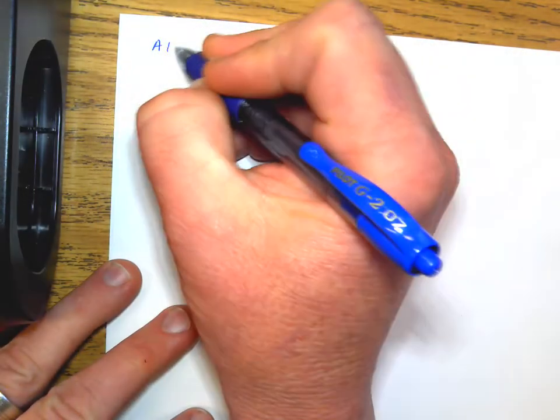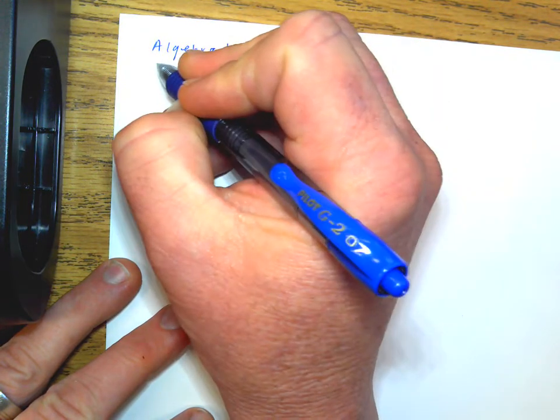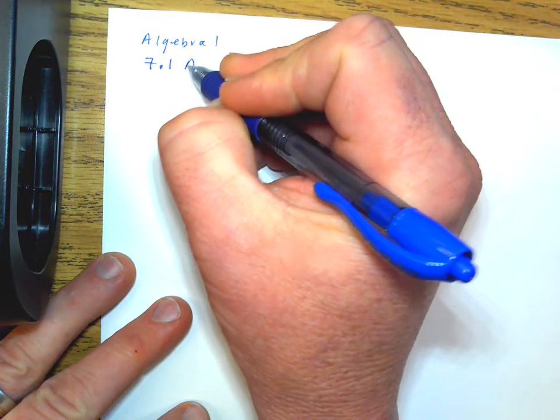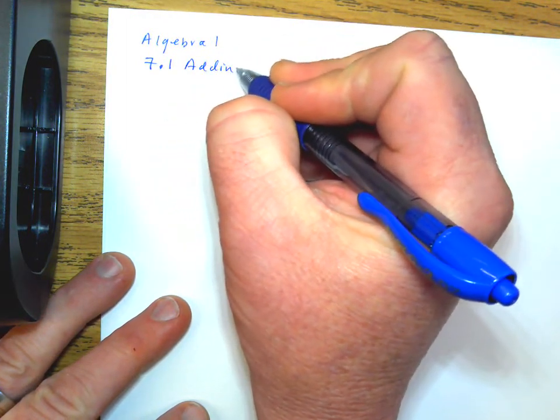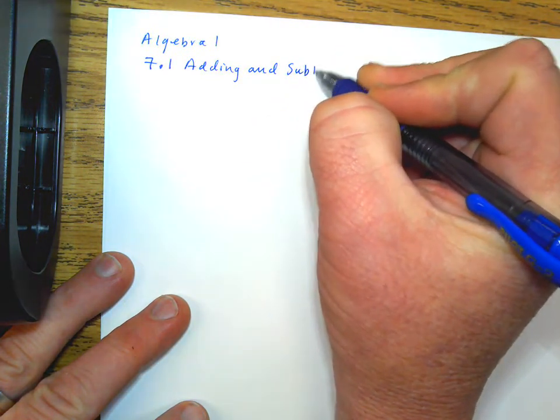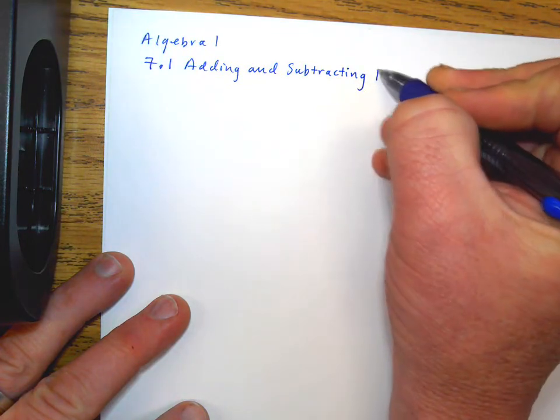Okay, Algebra 1. Section 7.1. Adding and subtracting polynomials.